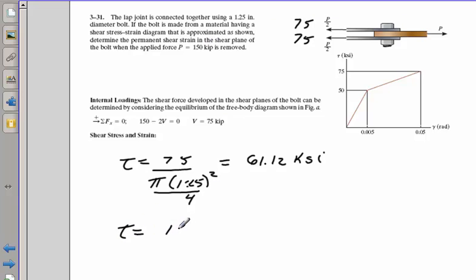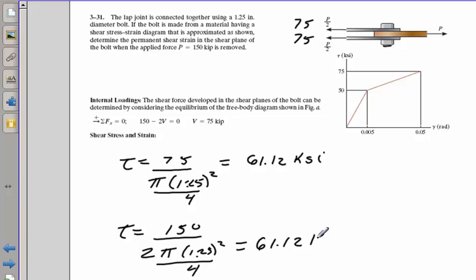Again, if you want to use the 150 and put it in double shear, you're going to get the same thing, except you're shearing across two areas. So just do pi times 1.25 squared divided by 4. Again, that's going to give you 61.12 KSI.